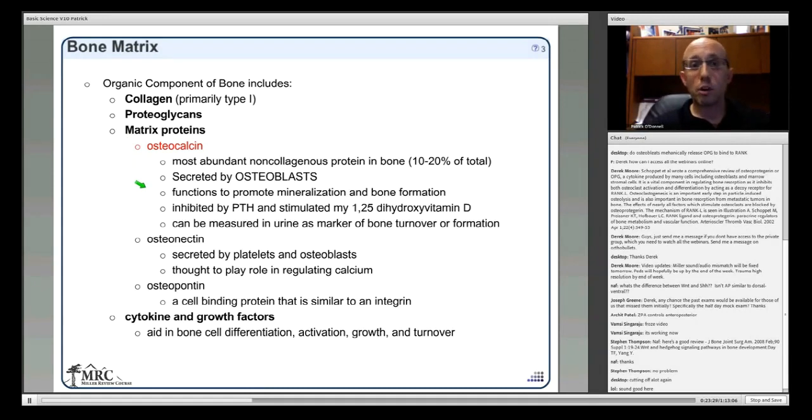Functions to promote mineralization and bone formation. It's inhibited by parathyroid hormone and stimulated by vitamin D. It can be measured in the urine as a marker of bone turnover or formation. Osteonectin, on the other hand, is secreted by platelets and osteoblasts. Plays a role through regulation of calcium. And lastly, osteopontin, it's an integrin. It's involved in cell-to-cell interactions.